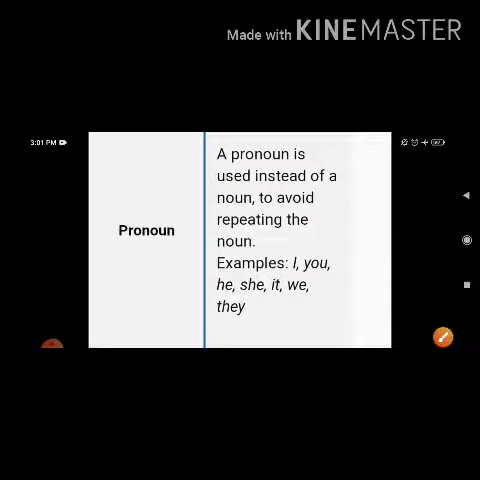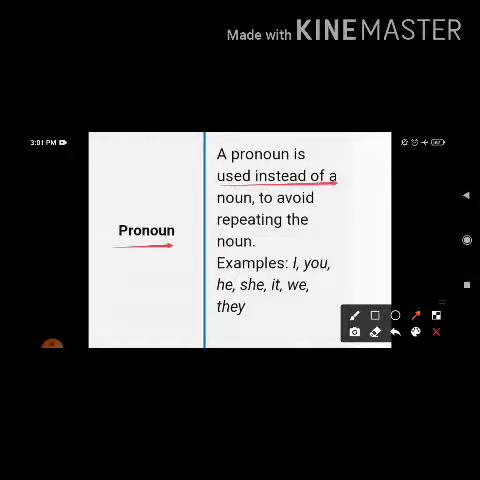And another one is pronoun. What is a pronoun? A pronoun is a word which is used instead of a noun, in place of a noun. Or you can say pronouns are the noun replacers. And why do we use pronouns? We use pronouns to avoid repeating the noun again and again. And I would tell you something more about this pronoun here.